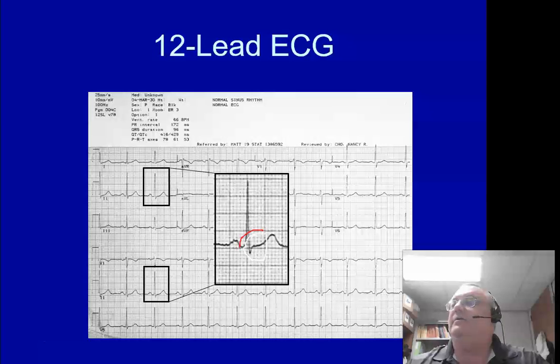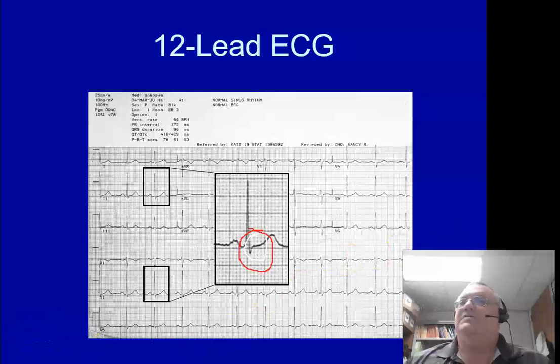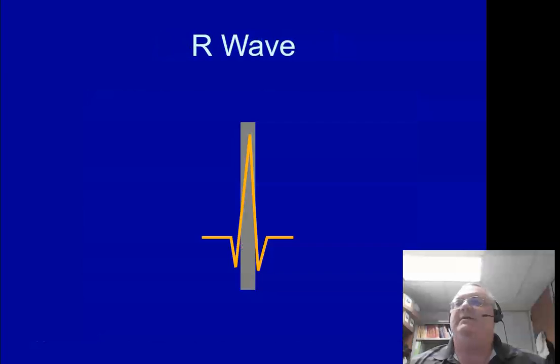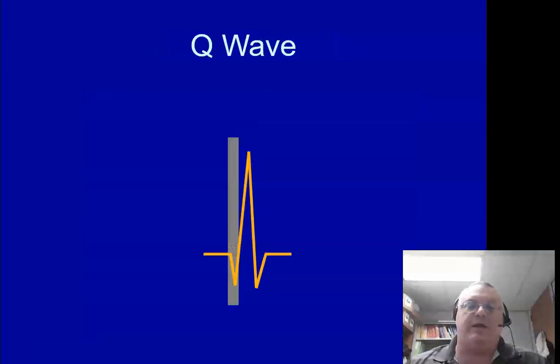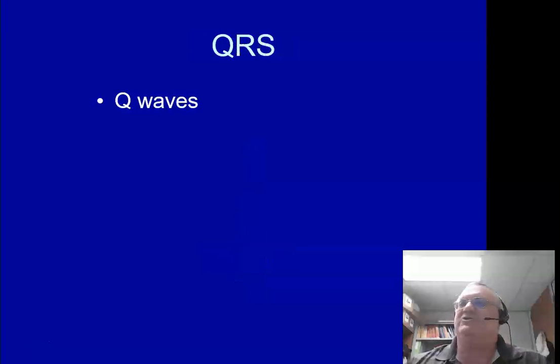Here we go. That's what we're going to be really looking at: the J point and the ST segment. Remember these are our waves. The Q wave is the one in the front. It's the first downward deflection. The S wave is the one that returns it back after the R wave. It's the downward deflection after the R wave.